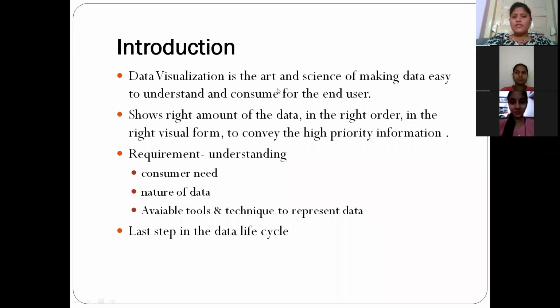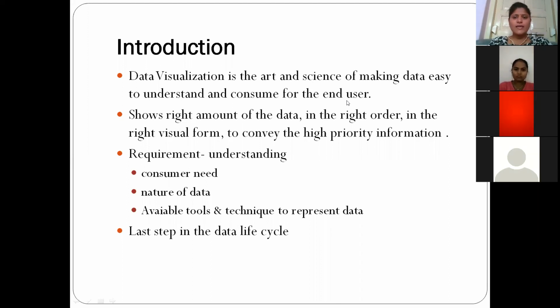Data visualization is an art and science of making data easy to understand and consume for the user. It is going to make a pictorial view that a user can use very easily and understand what that picture is going to show. That is data visualization.